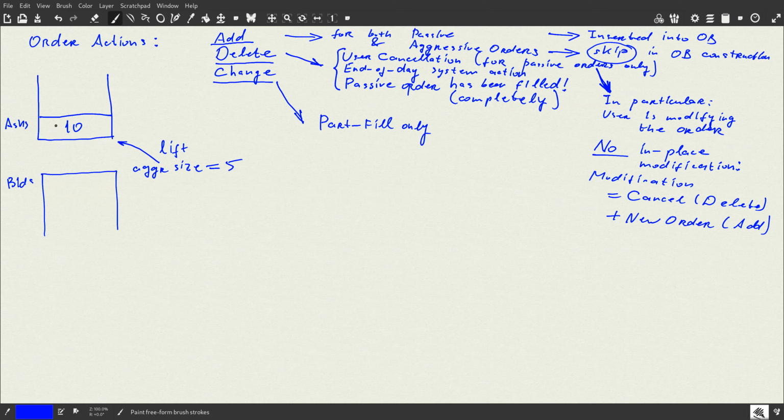It is part filled. It is matched with the aggressor. The aggressor receives his 5,000, and the order which was staying at the ask side reduces from 10 to 5. So it is part fill only. Price is same. Quantity is reduced, only reduced, it cannot be extended. Is reduced, but not to 0. So these are 3 actions.